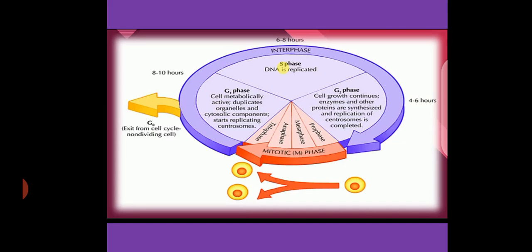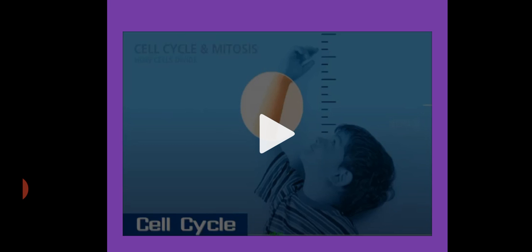So, as we discussed in part 1 of this video, the cell cycle contains two main phases, interphase and mitotic phase. And interphase is further divided into three phases, G1 phase, S phase and G2 phase. Okay, so here is an animated video about the cell cycle. Okay students, let's start this video.